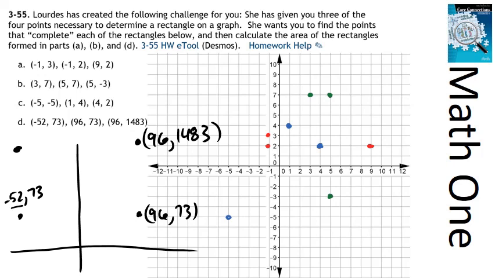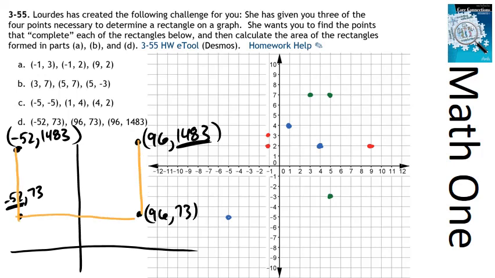Its x value is going to be this x value, so it's going to be negative 52. And its y value is going to be 1483. So this is at negative 52, 1483. So there we go. So that's my rectangle. The question is, well, what the heck are the dimensions of this rectangle?